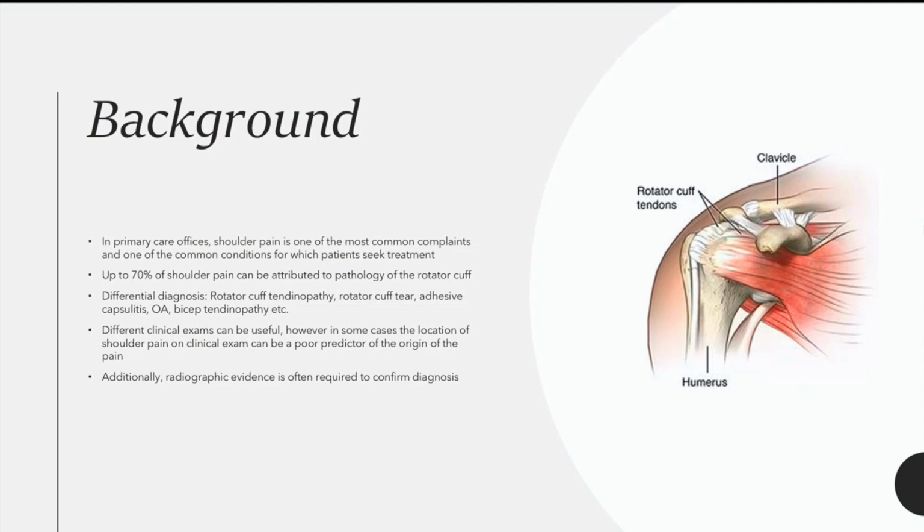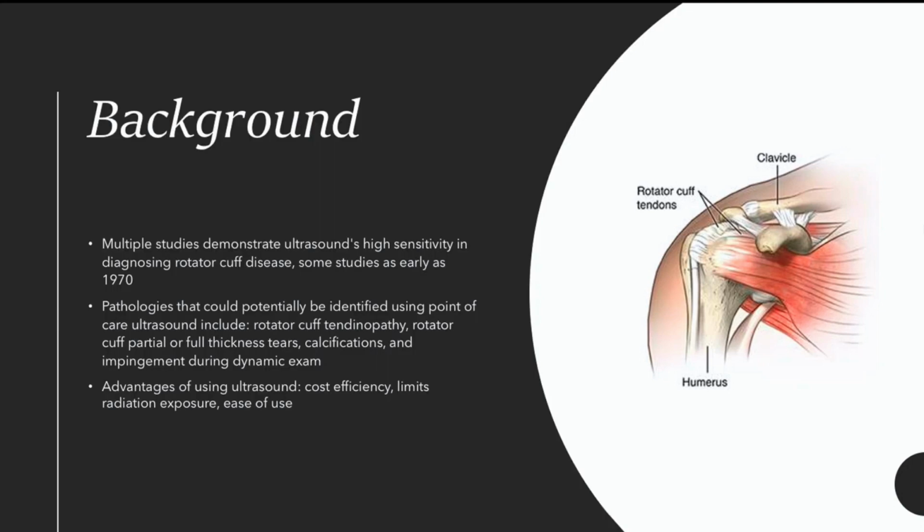pathology. However, in some cases during these clinical exams, the shoulder pain can be a poor predictor of the actual origin of the pathology itself. Additionally, usually you're going to need radiographic evidence to actually confirm the diagnosis. Next slide. Multiple studies have demonstrated ultrasound's high sensitivity in actually diagnosing rotator cuff disease.